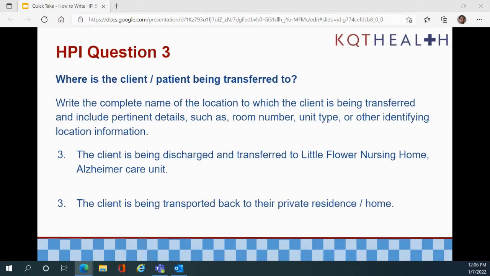HPI Question 3. Where is the client patient being transferred to? Just as with HPI Question 1, every client being transported is going to some known location. So in answering Question 3, you want to specifically identify the receiving or drop-off location by name. Again, also be sure to include other identifying location information such as room numbers and unit names when applicable. In the case of a client being transported to their private residence, there is no facility name, and you can therefore just write the client is being transported back to their private residence home.